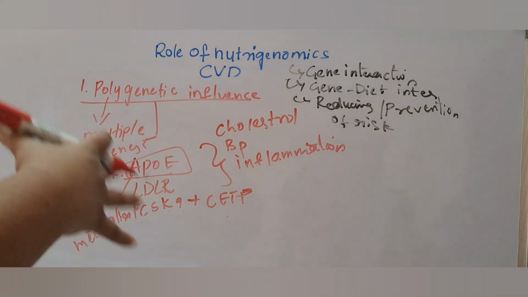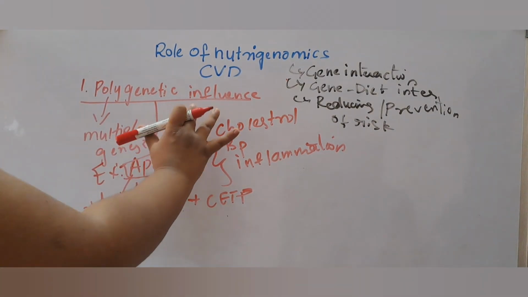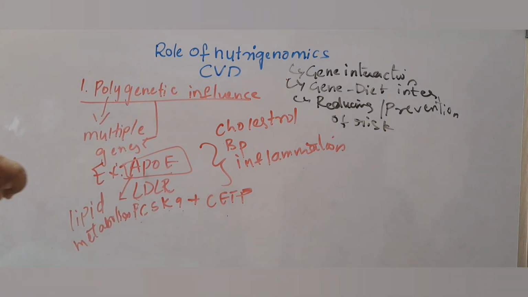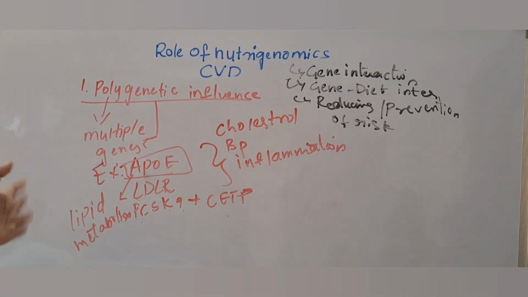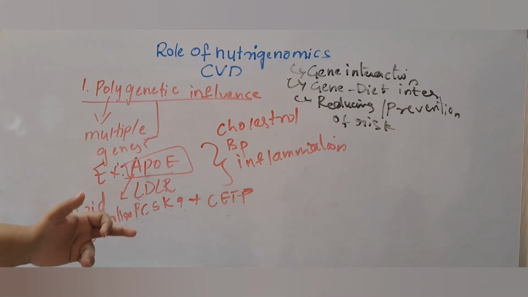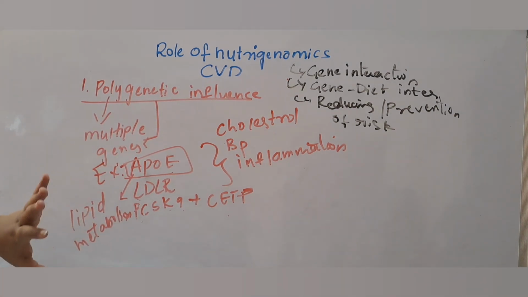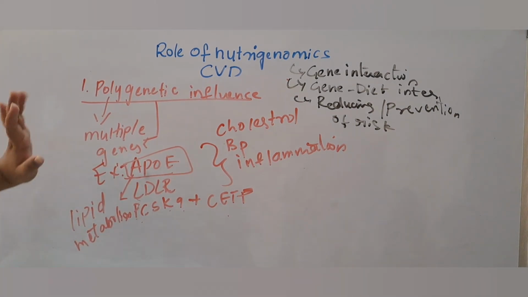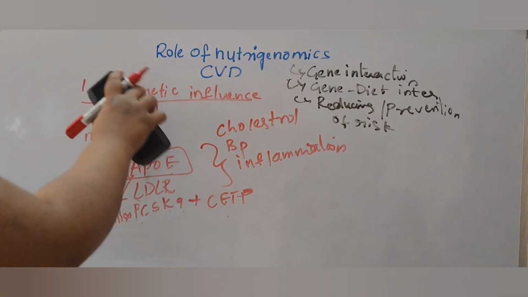Okay, so there is also epigenetic influence. But this part is for the polygenetic influence. Again, poly means multiple genes that influence and reduce the risk of CVD. For example APOE, LDLR, PCSK9 and CETP genes are some of the genes which influence the risk of cholesterol, blood pressure and inflammation. So that is about polygenetic influence.